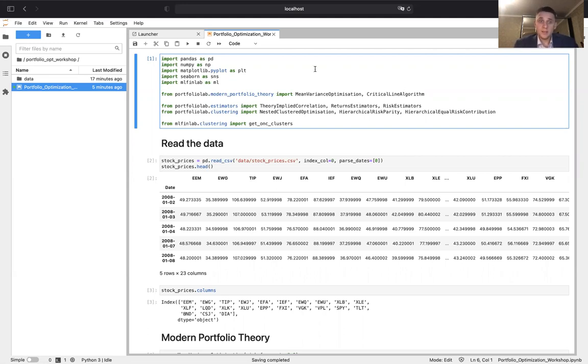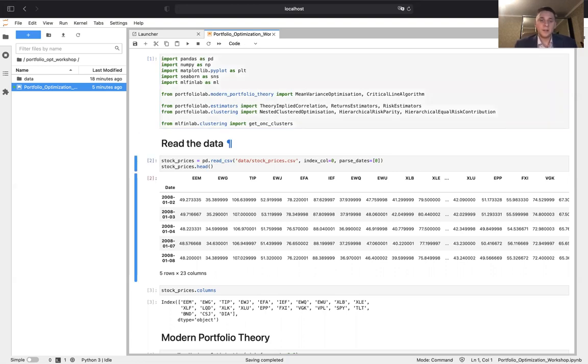As you can see here, we import various functions which you will need in this workshop, including standard libraries like pandas, numpy, matplotlib, Seaborn. We also use the ML package, and of course we will import various functions from Portfolio Lab, and the get optimal number of clusters algorithm from ML, which is used in the nested clustered optimization algorithm. So let's start with the data.